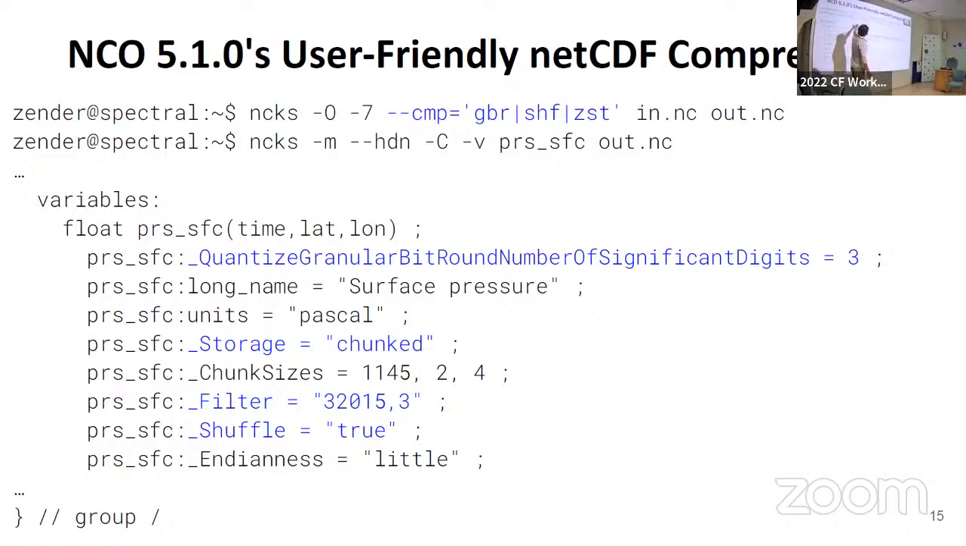You can use ncdump -s or ncks --hidden. For a field like surface pressure, I've highlighted in blue what the attributes of the compressed field look like. You'll see that the lossy compression algorithm in the netCDF library appends one new attribute. It's a library attribute because it's led with an underscore: _QuantizeGranularBitRoundNumberOfSignificantDigits = 3. So that's what that command did. It's actually the first attribute written. You can tell because it appears first.